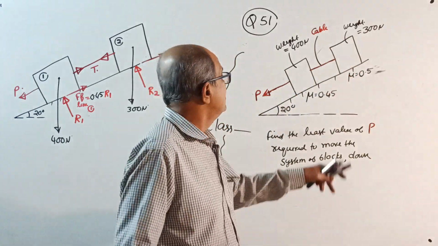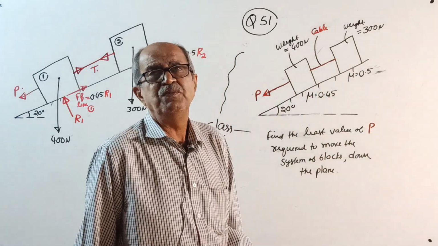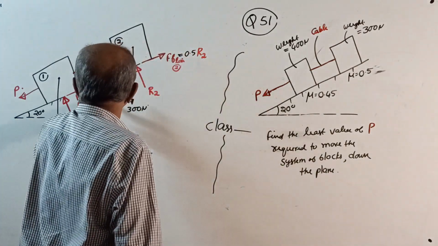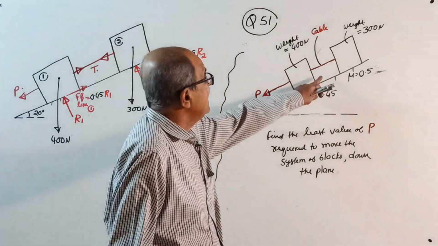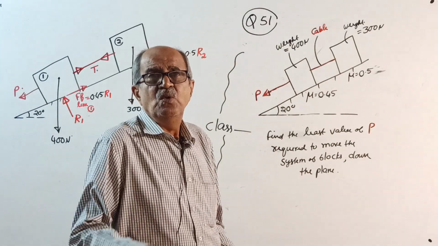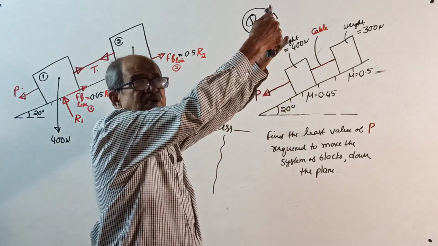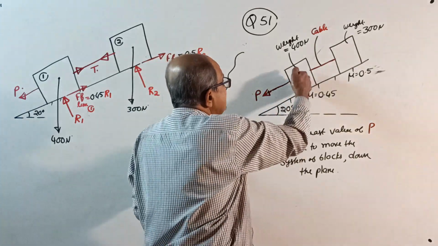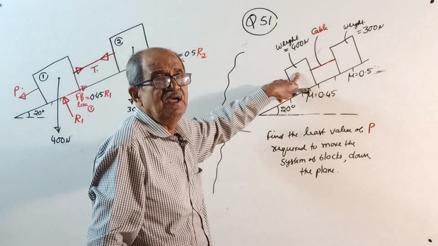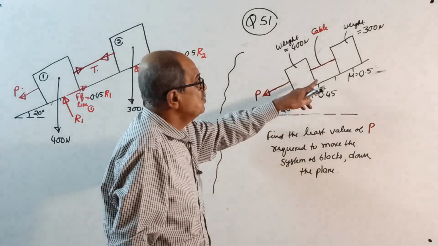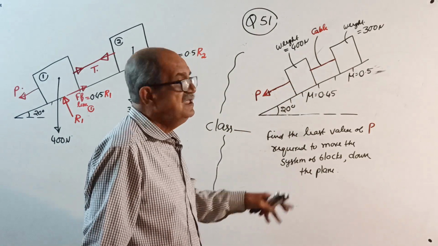Usually in examinations, they give both the same. They will say, take mu equal to 0.4. Then here also 0.4, here also 0.4. That is easy for you. Then they are connected by a cable, as I said. Find what least force is required to be applied down the plane, to the 400 Newton block. The force is along the plane to make the system start sliding down.